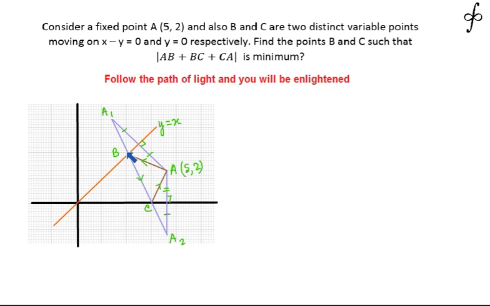Now we need to find the points B and C such that AB plus BC plus CA, the sum of the distances, is minimum. So AB plus BC plus CA has to be minimized. For this question we'll be following a very important idea, that is, follow the path of light and you will be enlightened.